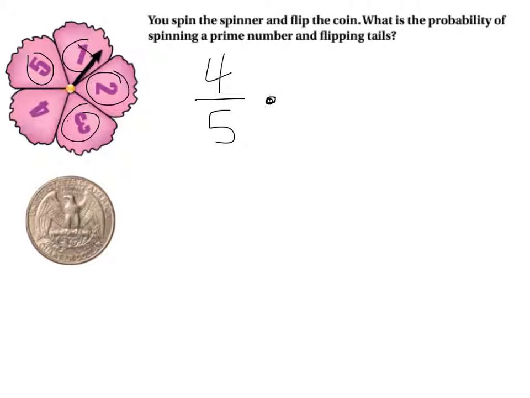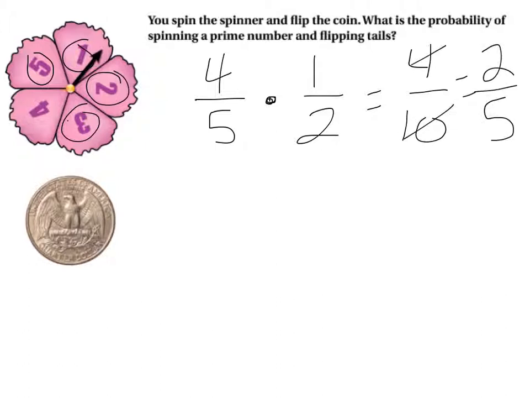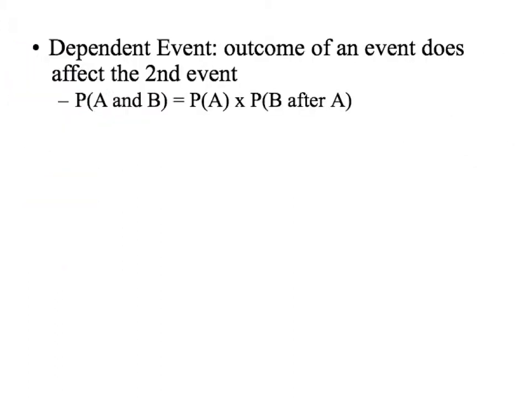I'm going to multiply that by, we just did it on the last slide, the probability of flipping tails, which is 1 out of 2. So if I multiply these together, I'm going to get 4/10. Of course, I can reduce that down to 2 over 5. So what's the probability of spinning a prime number and then flipping tails? It would be 2/5.